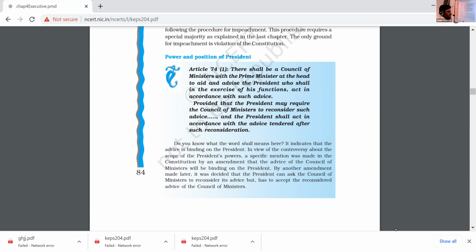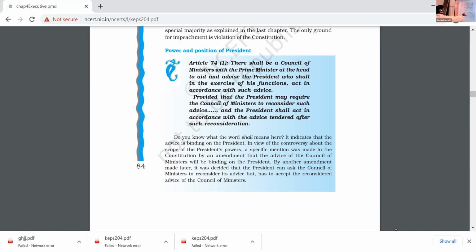Again the ministers are staying in the same stand. What is that? The president doesn't accept it. There is no way for the president to avoid the advice of the council of ministers. Okay, so we can say that there are more powers for the council of ministers than the president. In India, the prime minister is powerful, or the council of ministers, they are powerful.